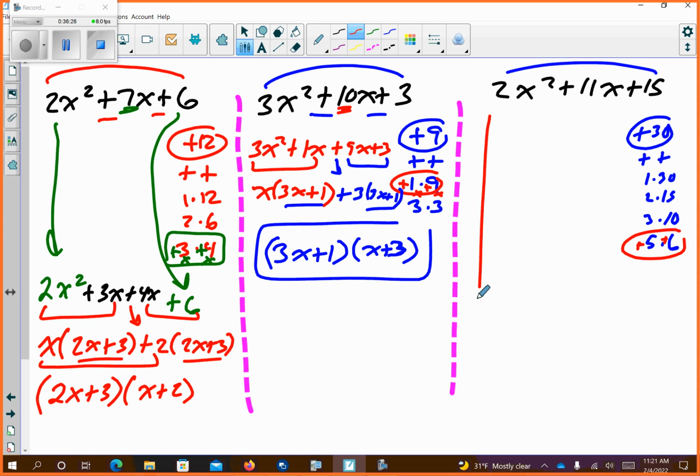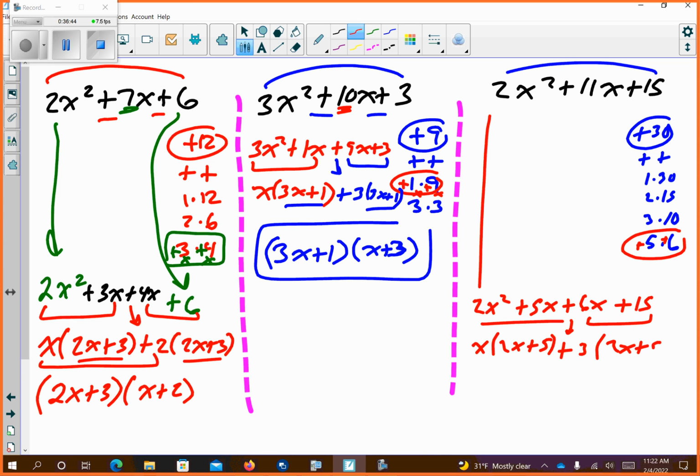So I'll bring this down here, so I get 2x squared plus 5x plus 6x plus 15. You have an x in common there, so you get 2x plus 5. Positive sign comes with it. Factor out a 3, left with 2x plus 5. 2x plus 5 is the same on both. What you want, you have x plus 3 left over.